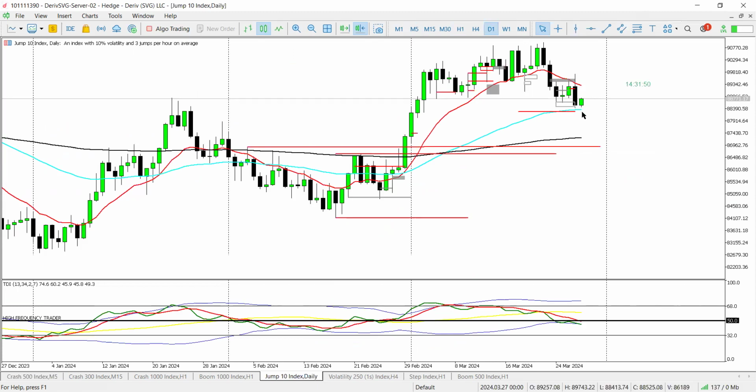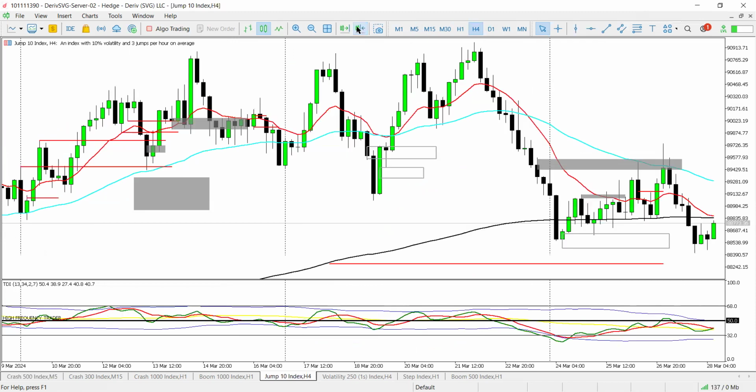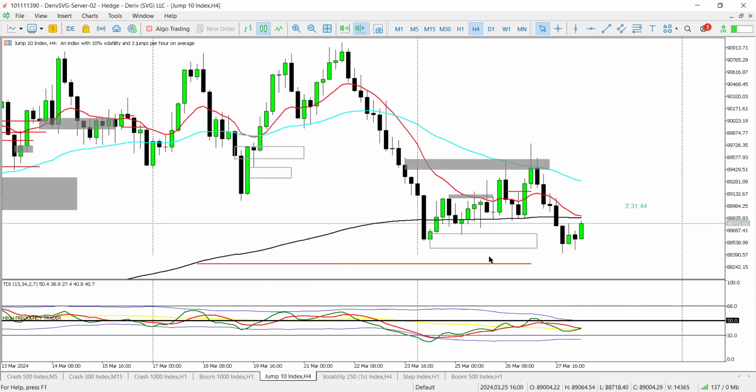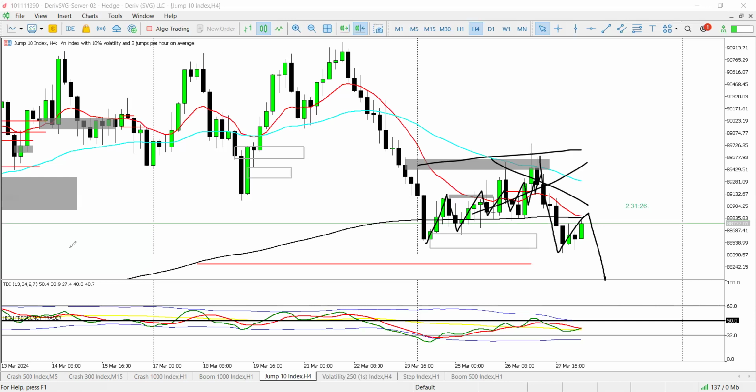Daily is in between the 13 and the 50, so that looks like a possible range. I'm not happy with this 4-hour price action here. This price action here is not too clean. Yes, price respected something here. Yes, we could go down, but this is not clear for me, so I don't think I'll be active on J10. I'll leave it for today.